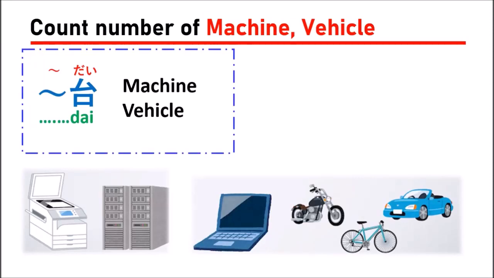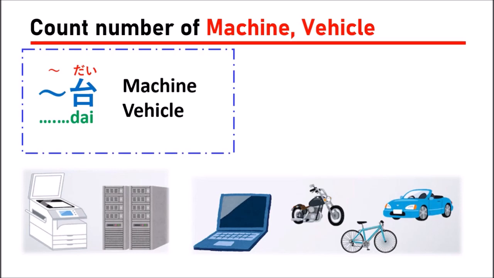Count number of machine and vehicle. In Japanese, they use the unit of dai to count for machine and vehicle. And as you see in the picture, we will have printer, computer, motorbike, bicycle, and car. And for the thing like this, in Japanese, they use the unit of dai to count.